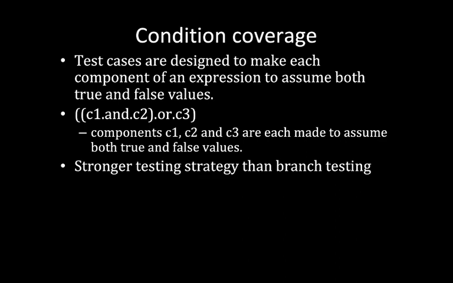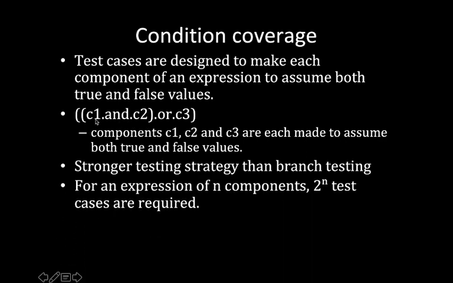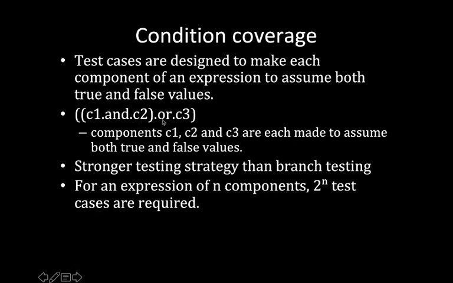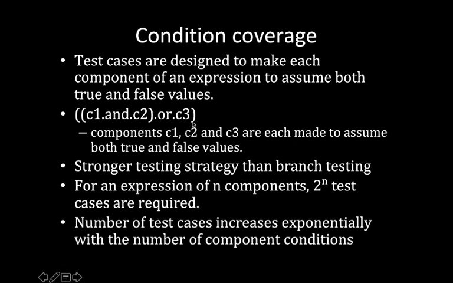But in the case of condition coverage, we have to take all the individual components C1, C2, C3 as individual components, and we have to give alternative true and false values. That is, initially it will be 0, 0, 1, then it will be 0, 1, 0, then 0, 1, 1, then 1, 0, 0, 1, 1, 1, like that. All those values should be given. So it is a stronger testing strategy than branch testing.